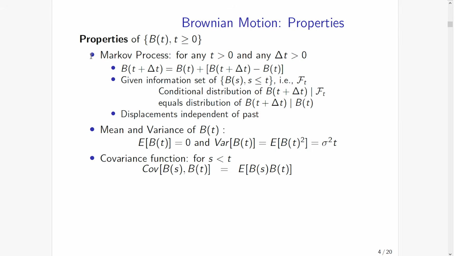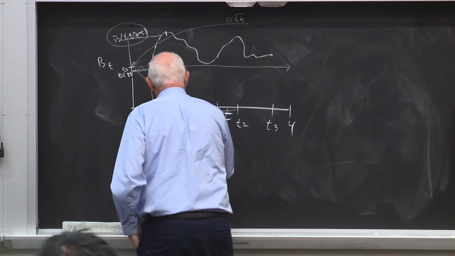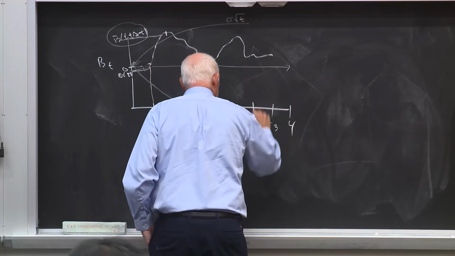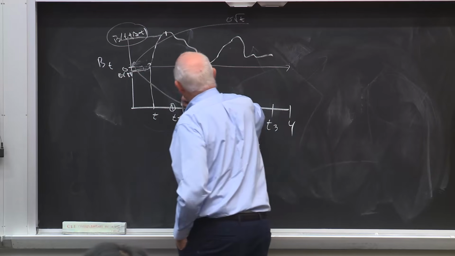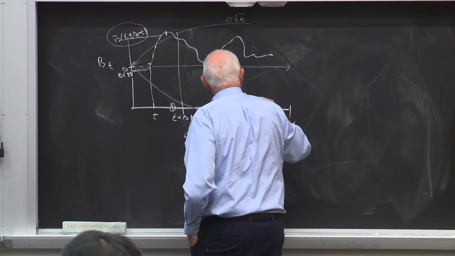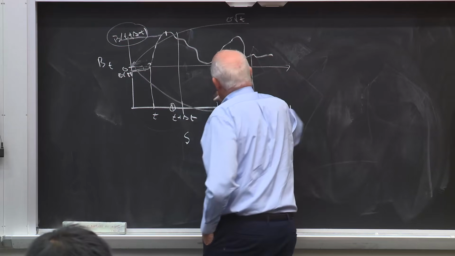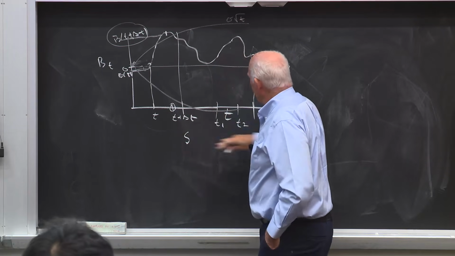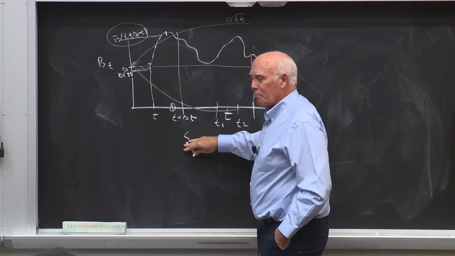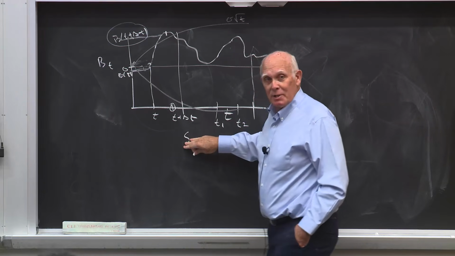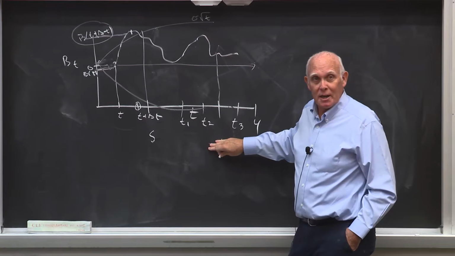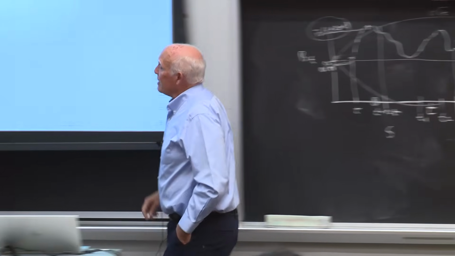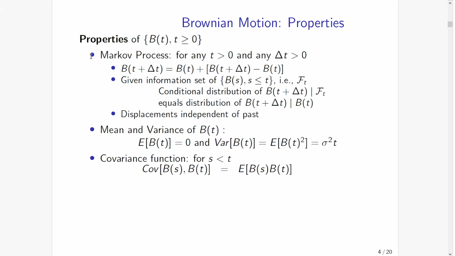Okay, the covariance function of Brownian motion. If we want to look at the covariance between two times, s and t, so suppose here is time s and here is time t, then the process paths to time t include the process paths up to time s, but then have this independent increment beyond time s.